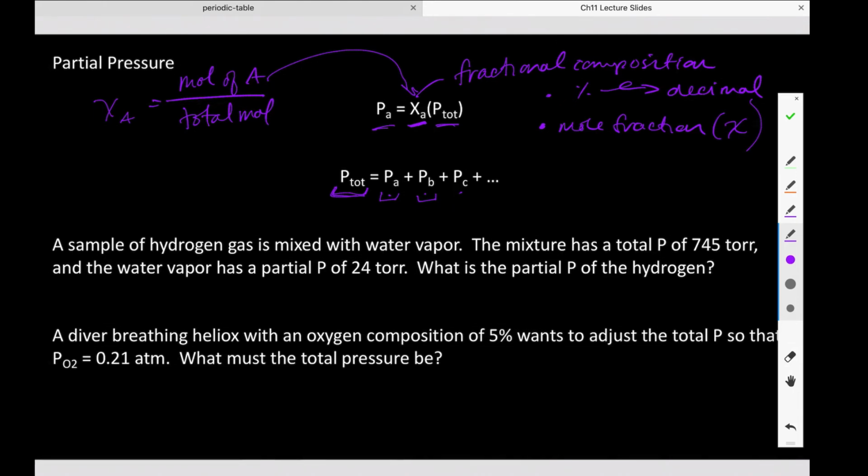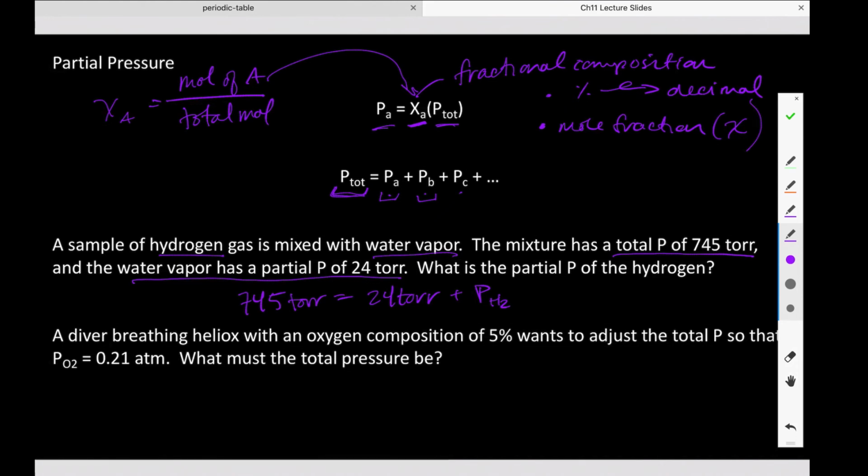All right, so to look at the practice problems, it says that we have a sample of hydrogen gas mixed with water vapor. So we have gas plus gas. The mixture has a P total of 745 torr, and the water vapor has a partial pressure of 204 torr. What is the partial pressure of the hydrogen? Well, I know that P total, 745 torr, is equal to the partial pressure of water plus the partial pressure of hydrogen, yes? And I can solve for hydrogen.